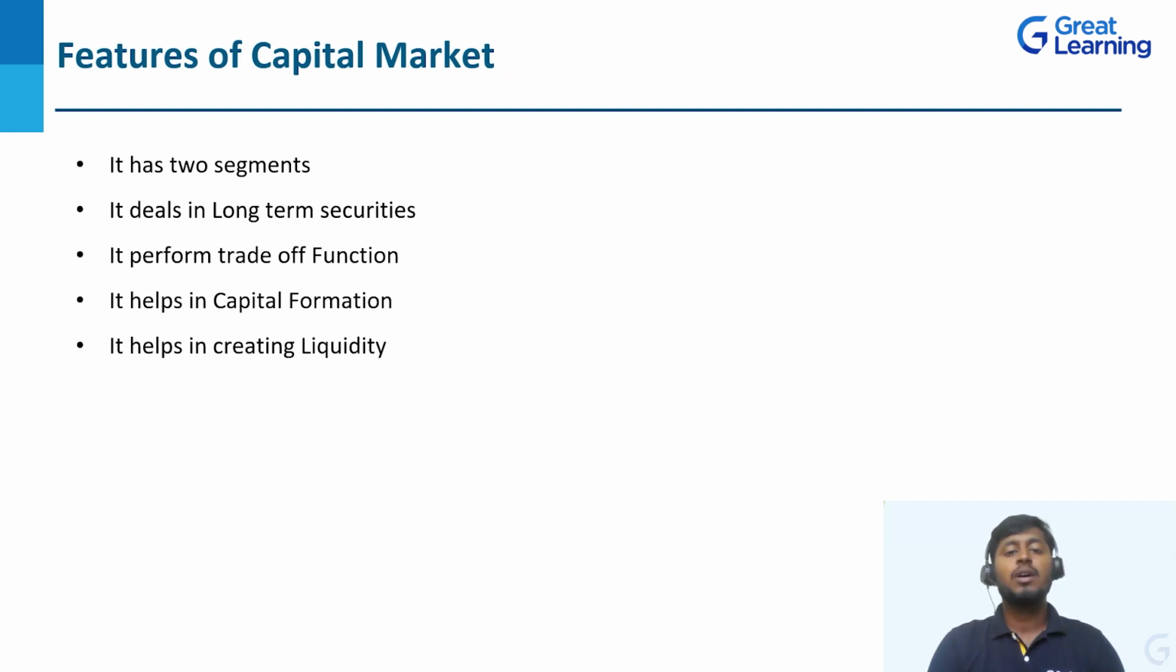The next topic: features of capital market, or nature or characteristics of capital market. We'll see them one by one. First one, it has two segments. What are the two segments in the capital market? That is your equity and debenture.